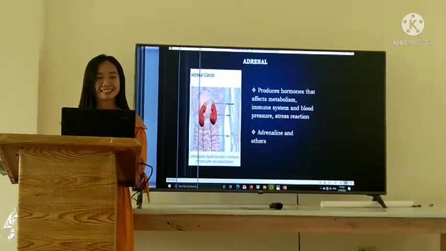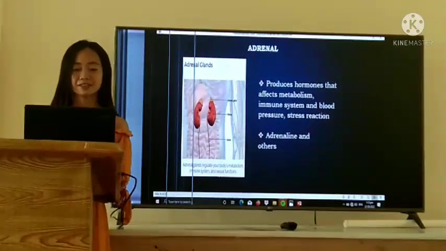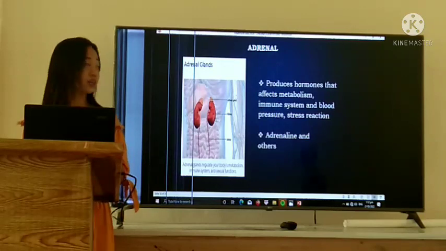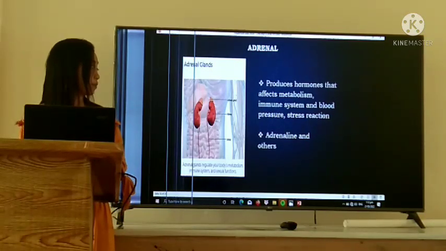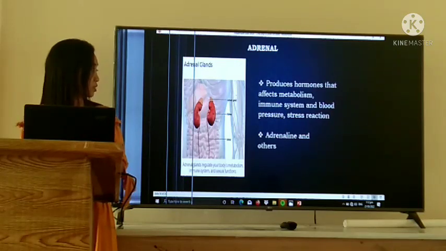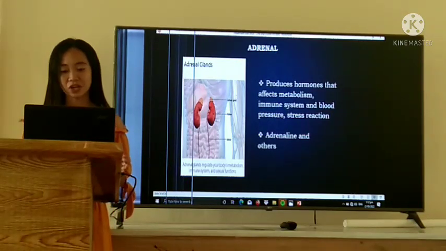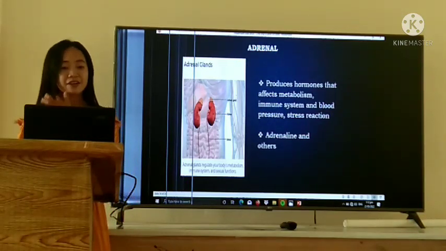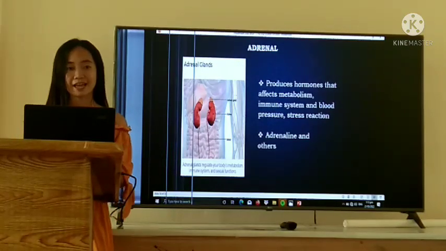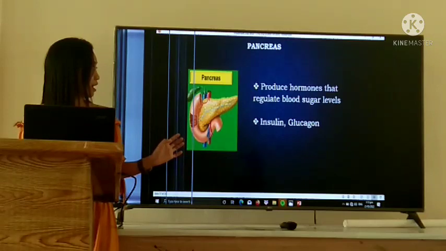The next one is the adrenal gland. The adrenal gland produces hormones that affect our metabolism, our immune system, and our blood pressure. It also enables us to respond to stress. The adrenal hormone is called adrenaline, and many others.